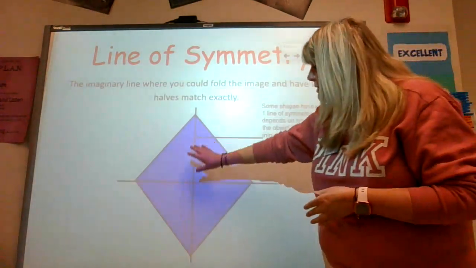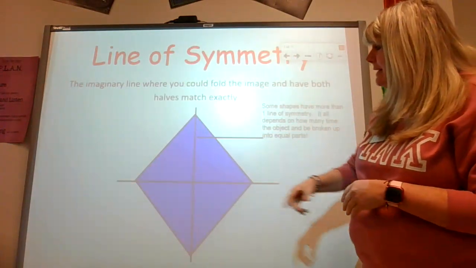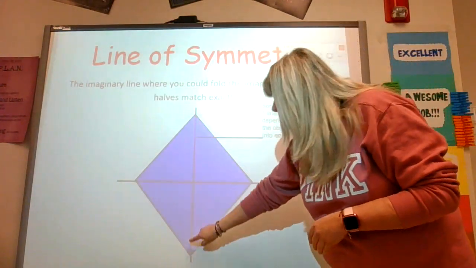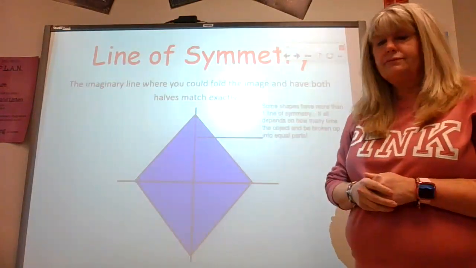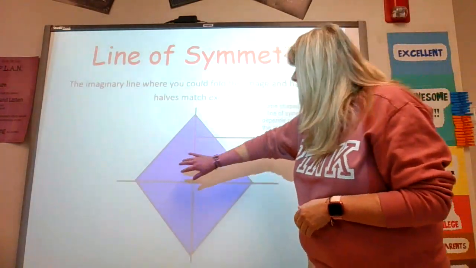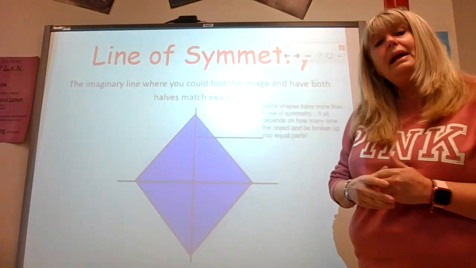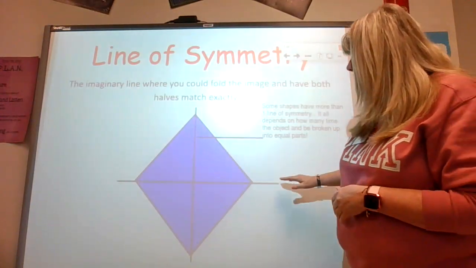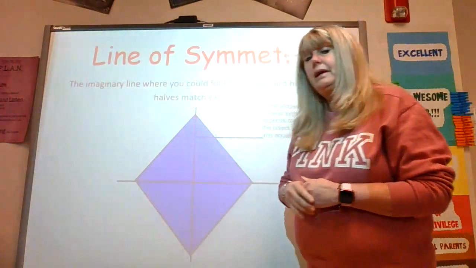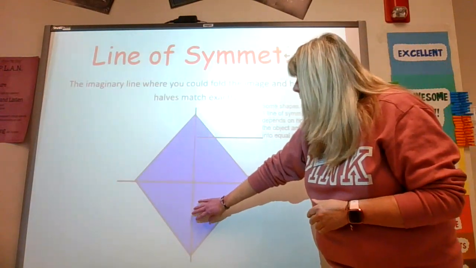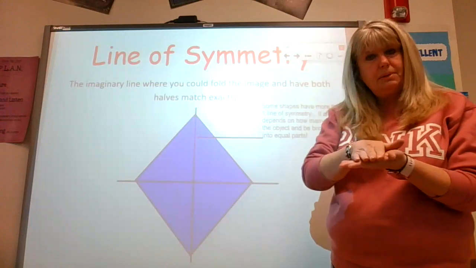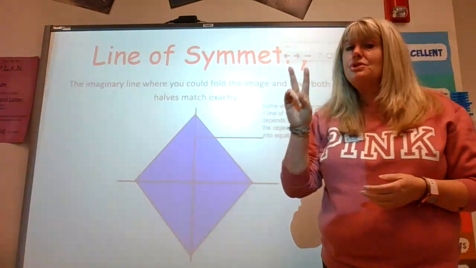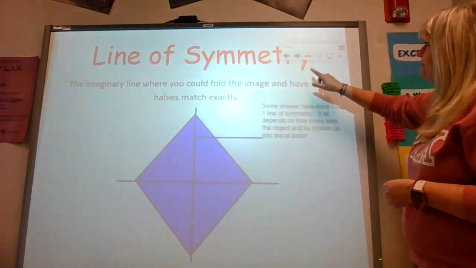If we look at this object right here, we can see that it has a line of symmetry that's going vertical from top to bottom. So this side matches this side. And it has a second line of symmetry that cuts right between the middle of it. It goes horizontal, and the bottom matches the top if we fold them side to side or top to bottom. So this object right here has two lines of symmetry.